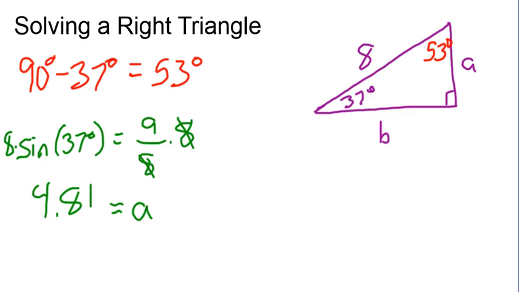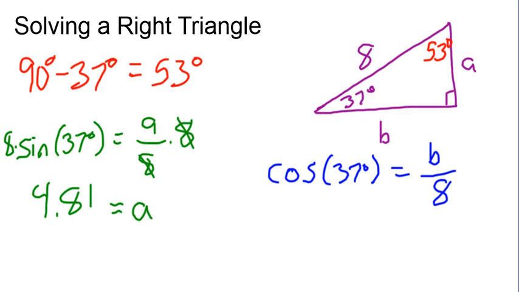Okay. So now we only have one thing left we need to find. The value of B. Okay. So, a couple different things we could do. We can use the 37 degree angle. If we're going to use the 37 degree angle, B is the adjacent side, and we still know what the hypotenuse is, 8. So we're going to use the cosine of 37 degrees is equal to B over 8.